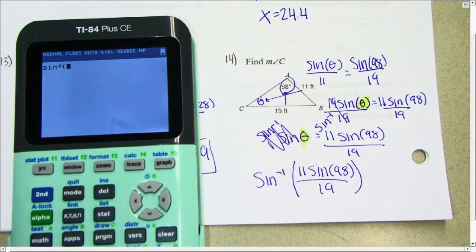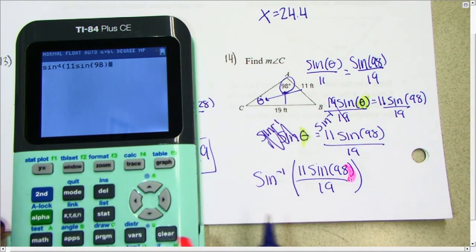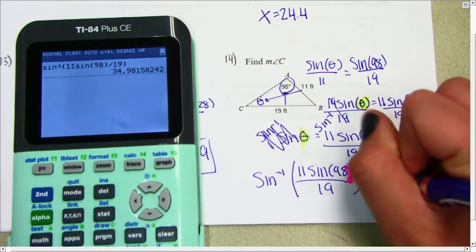So second sine, 11 sine of 98, remembering to close that top parenthesis. If you don't, it does not work the same way. Rounding to the nearest tenth would give me an answer of 35 even.